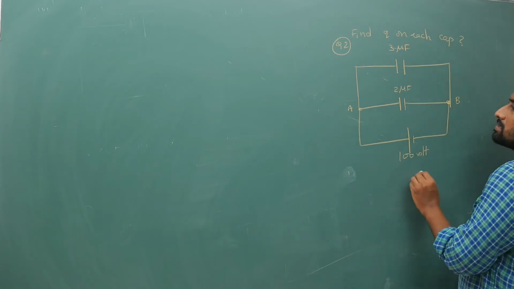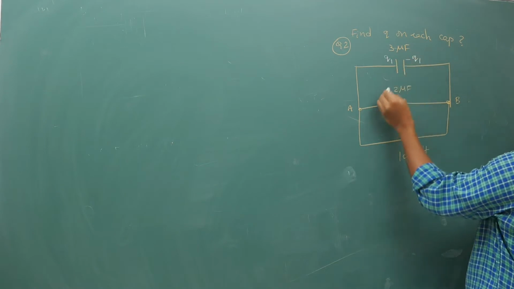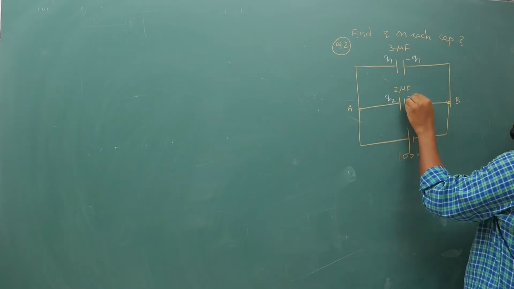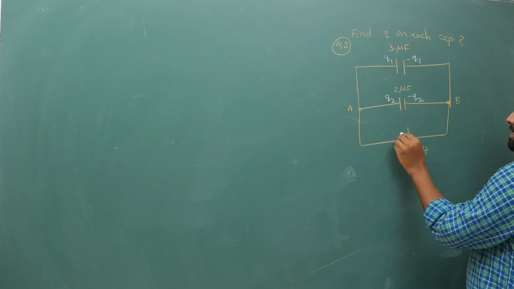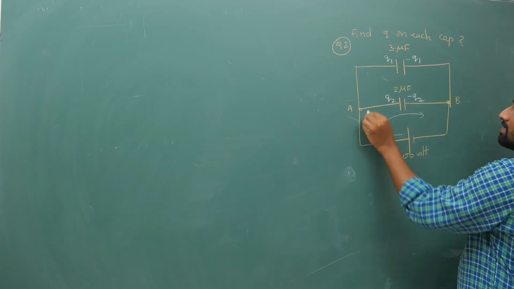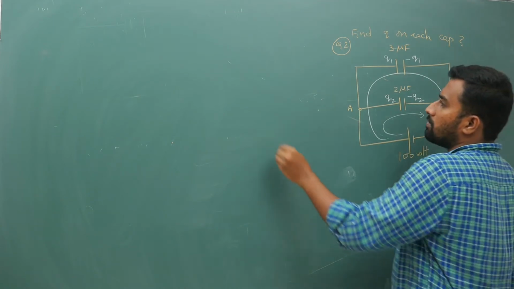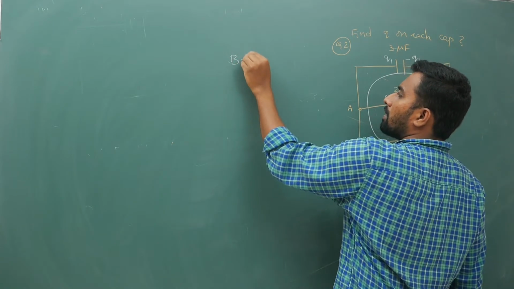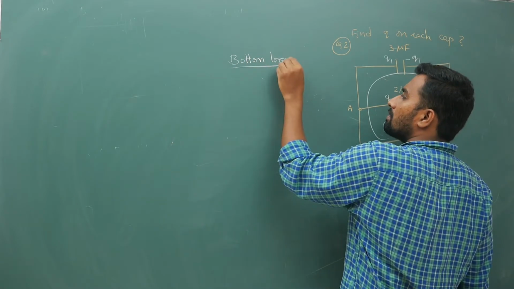Now first, if you are taking this charge plus q, this will become minus q. For this it is plus q2 and minus q2. Now try to apply Kirchhoff's law in this loop as well as in this loop, that will give you the answer. In the bottom loop, what is your Kirchhoff's law?